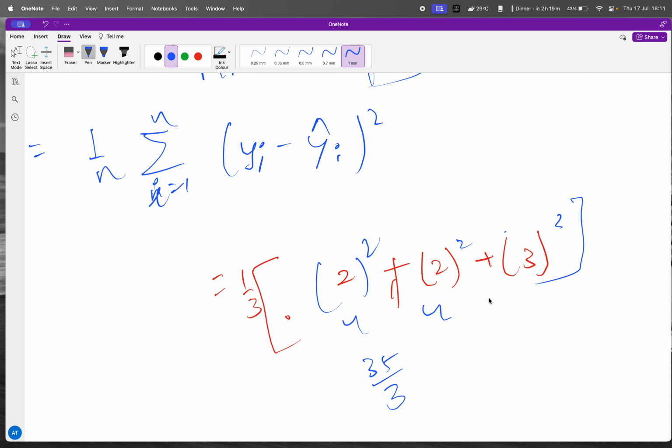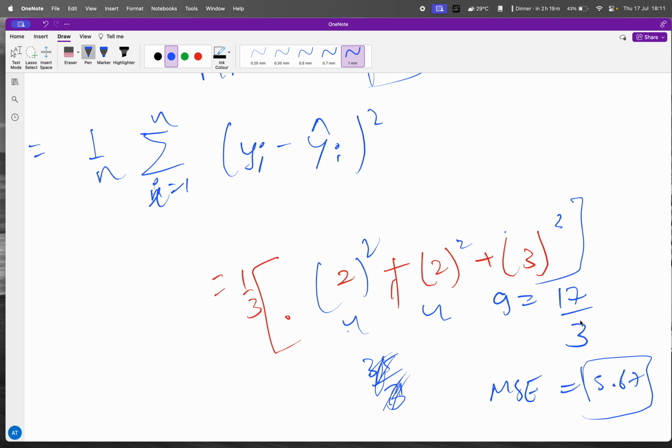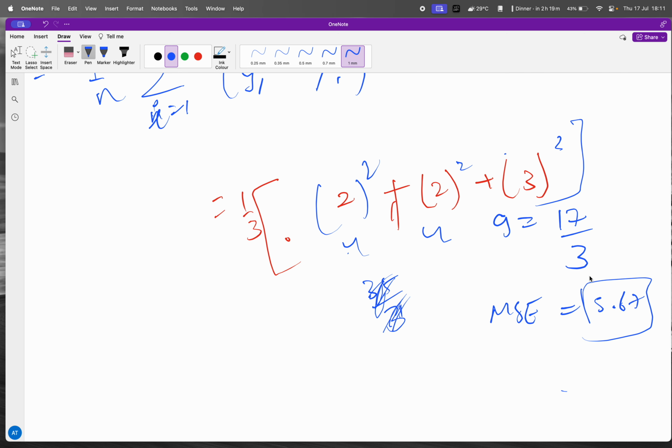4 plus 4 plus 9. Not 35. 8, 8, 8, so like 17. 17 by 3. So MSE is nothing but mean squared error. 17 by 3 is around 5.67. 3 5s are 15 and 2 is remaining, so .67. That is nothing but 5.6666.